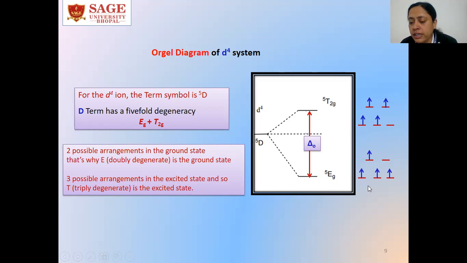So the total possible arrangement is 2. That is why the EG will be the ground term, and in the excited state these two electrons can be arranged in the T2G state in 3 possible ways. So 5T2G will be the excited term.